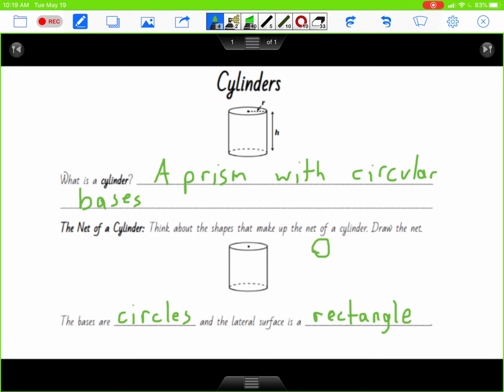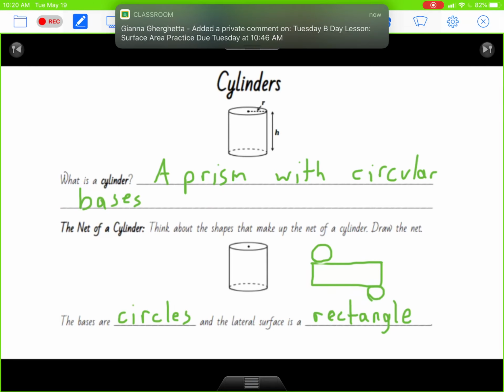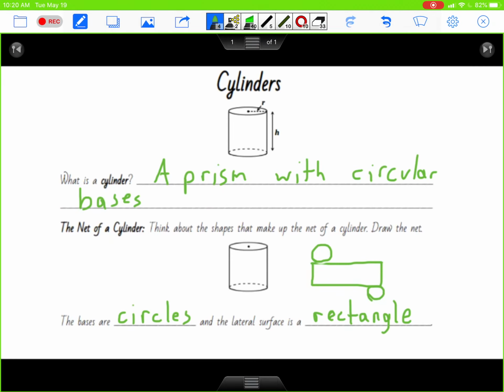Okay, and let's try to make that a little bit better. Okay, something like that will be fine. You have your two circles, you have your rectangle there, and that's all you need for the net. Like I said, we're not going to use it that much, but I'd like you to know how to draw it. Okay, moving on.